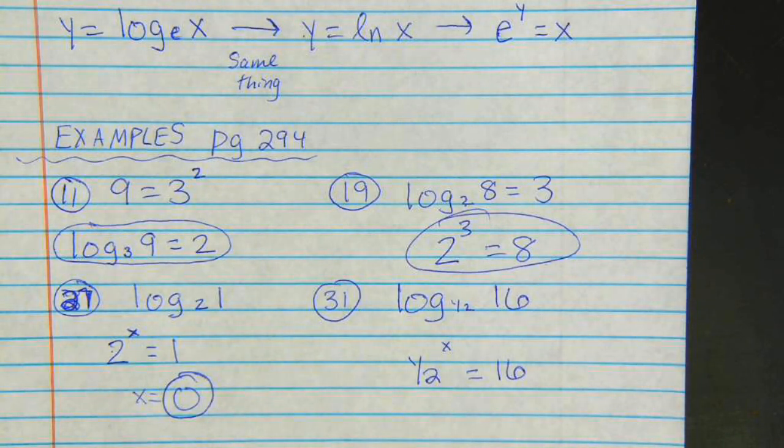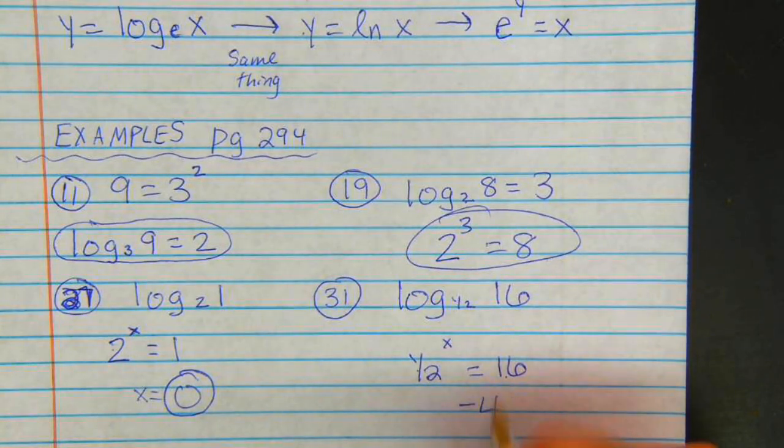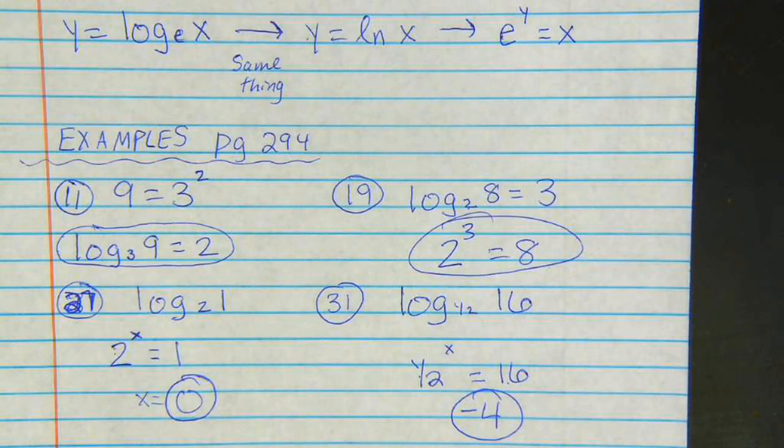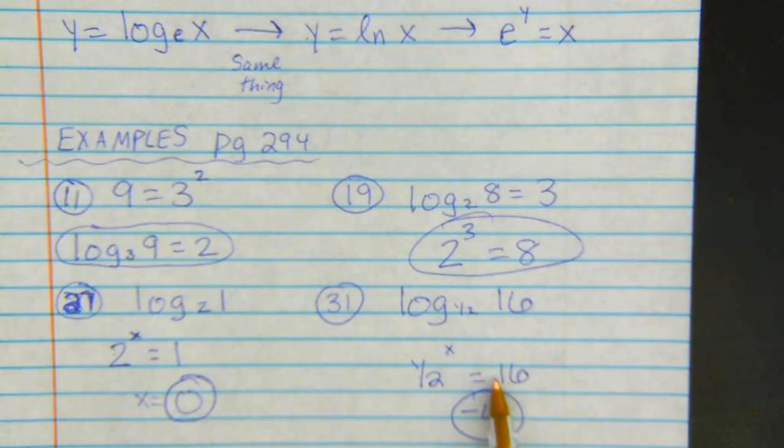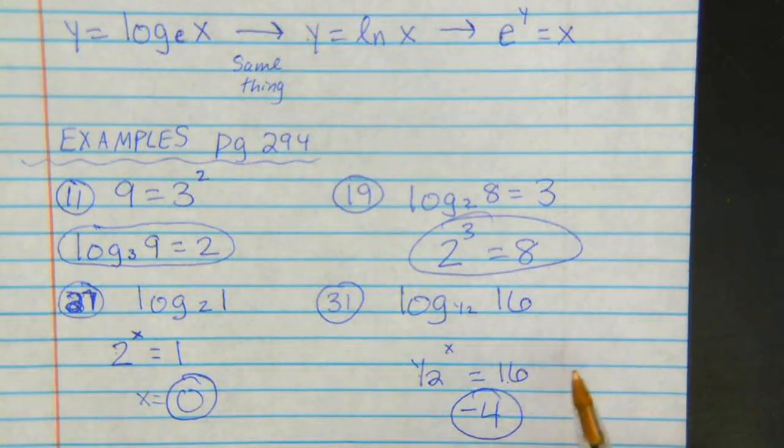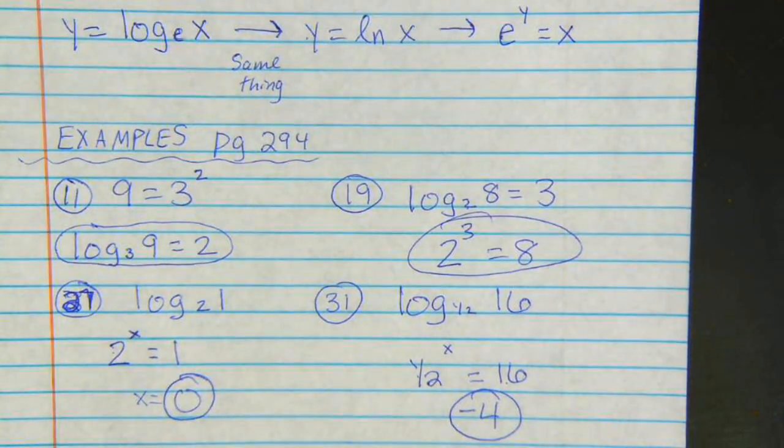Keegan's got it? -4. Well, because negative means we're flipping it around, right? So the negative says to flip it, and then 2 to the 4th is 16, so it would be -4. Okay, so sometimes you could figure it out in your head. Sometimes you may need to do something like we did yesterday, where you rewrite this with the same base so that you could solve it that way.